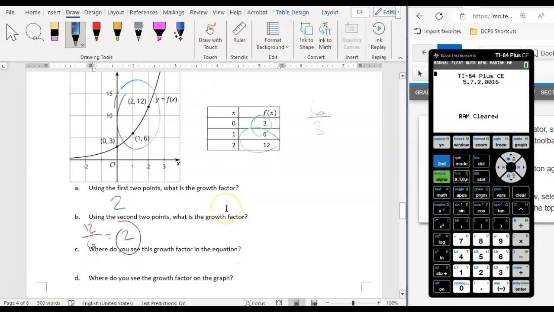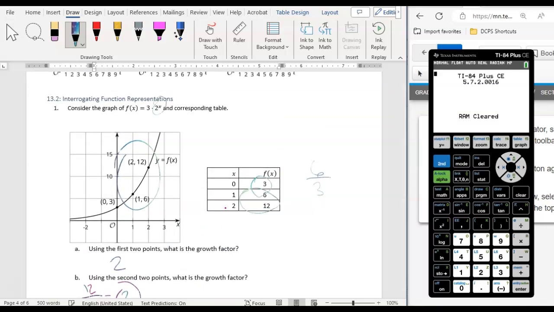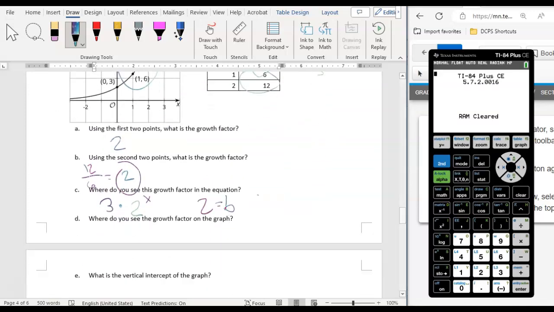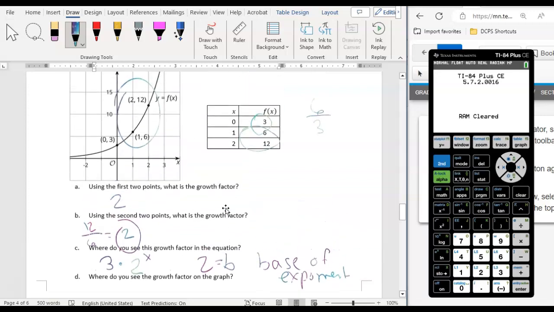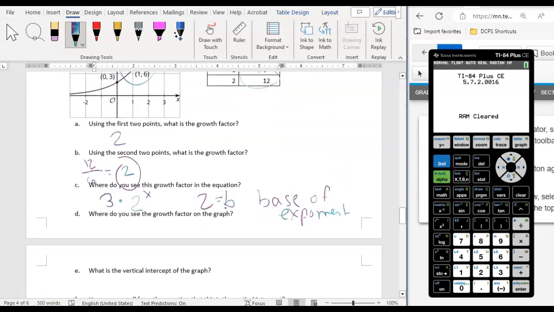Where do you see this growth factor in the equation? So this would be in the 3 times 2 to the power of x. And so this is the 2 equals b in the equation. Here it is the base of the exponent. Okay, where do you see the growth factor on the graph? So here on the graph, we can see this growth factor in the y values and how they are multiplying by 2. Y values are multiplied by 2.